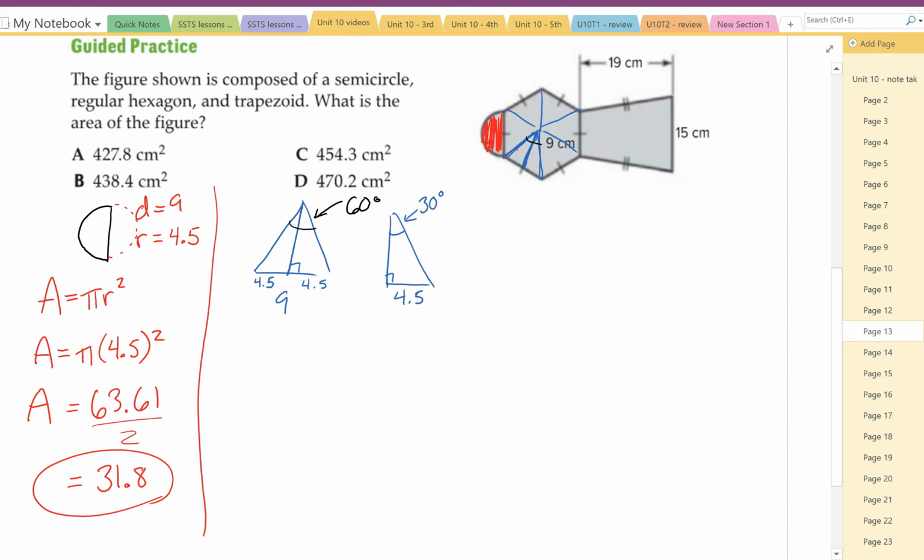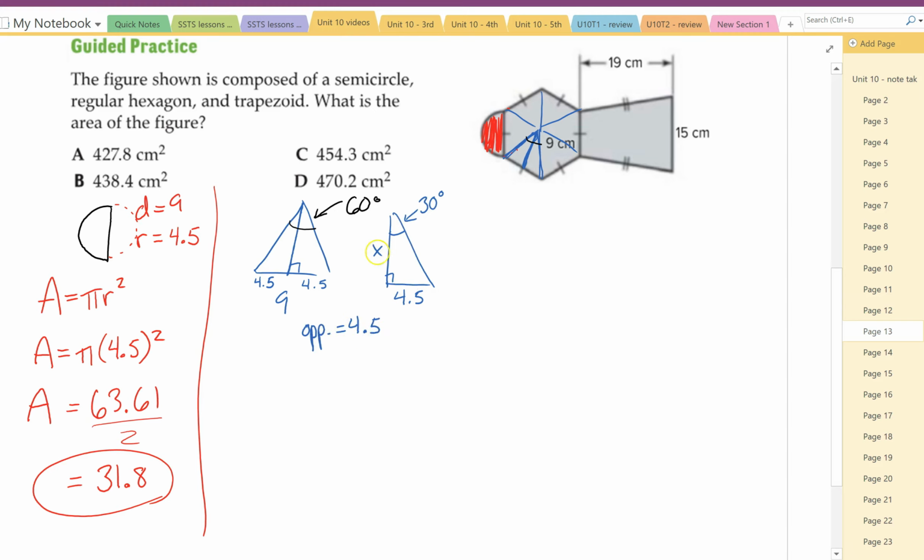I know this piece down here is 4.5, so now I can use a trig ratio to figure out the apothem, which I'm going to call x for right now. So here's the angle I'm working with. The side opposite my angle is 4.5.